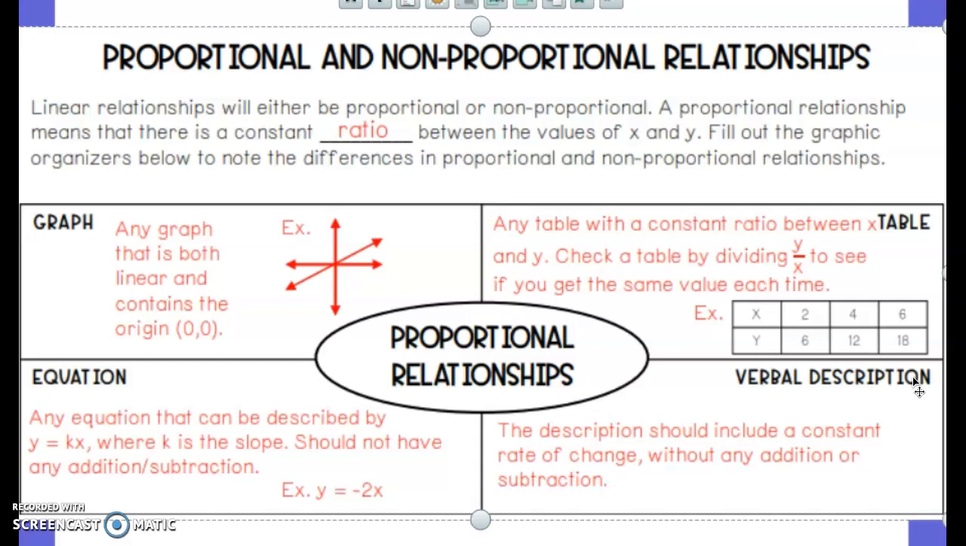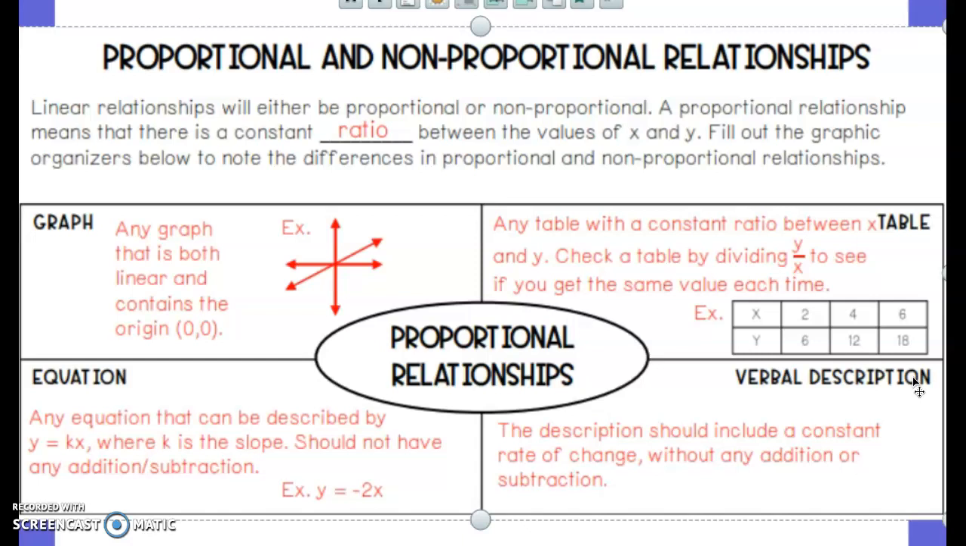In a graph, the graph needs to be a straight line and it needs to go through the origin, which is 0, 0, in order to be a proportional relationship. For a table, it needs to have a constant ratio between x and y, which means it needs to have a constant rate of change. Whenever you divide y by x, you should get the same number.